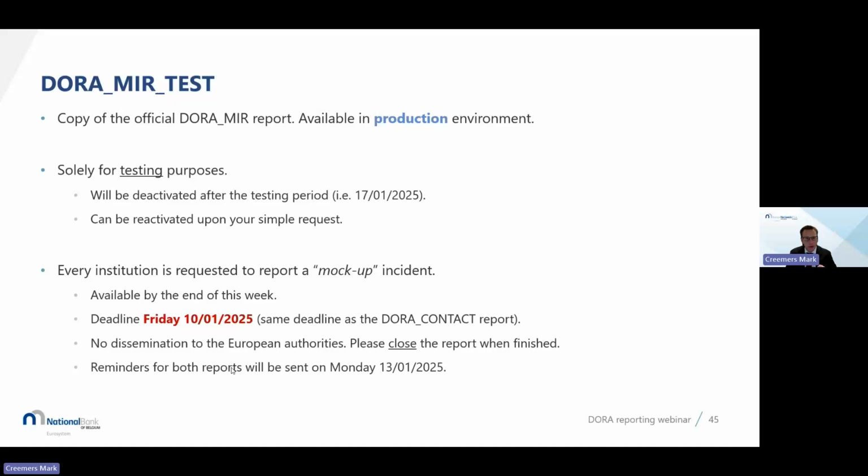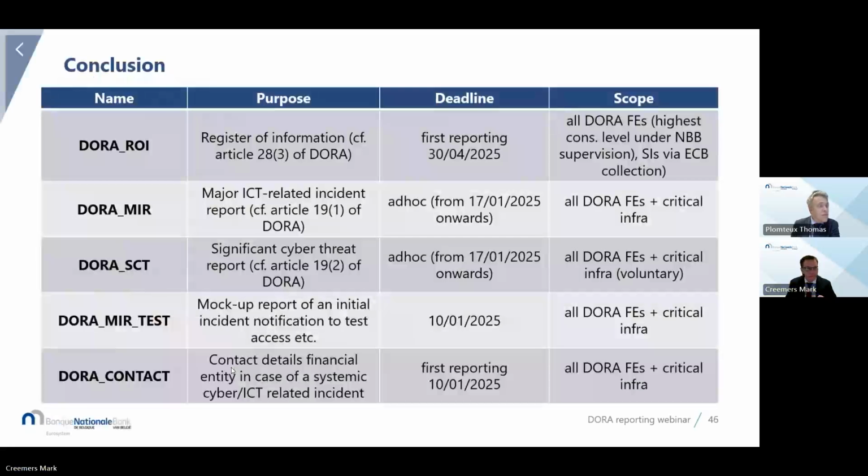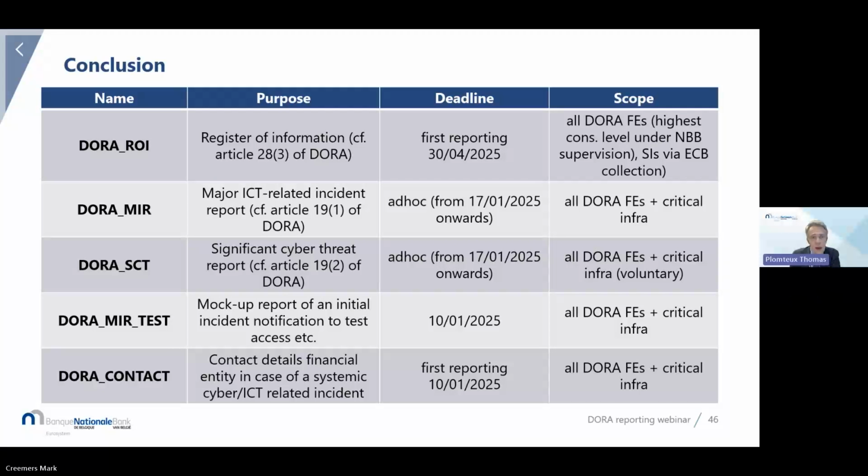Now I get back to Thomas for some conclusions, I think. Mark, thank you for the very clear explanation. I just briefly wanted to conclude with an overview of the different reporting obligations. We have 5 in total, as explained. The first 3 items, of course, correspond to the official DORA obligations, the reporting of the register of information, of the major ICT-related incidents, and of the significant cyber threats. Those are the first 3 lines.